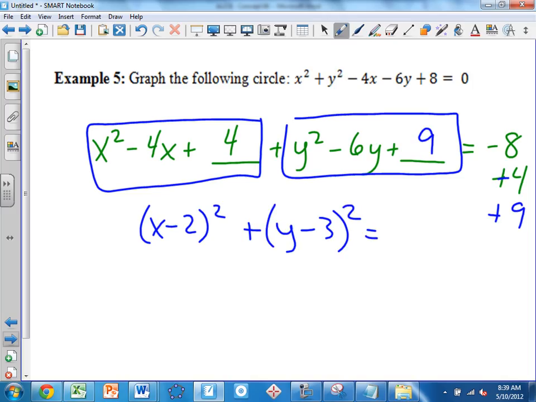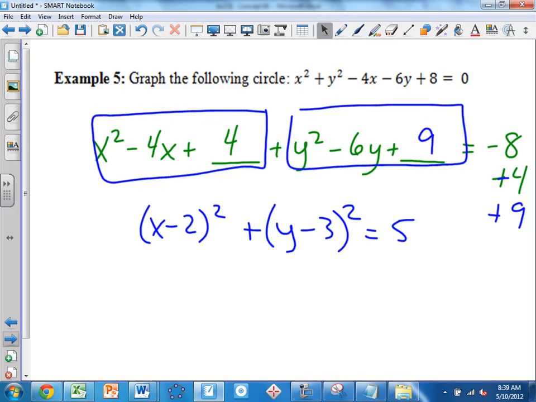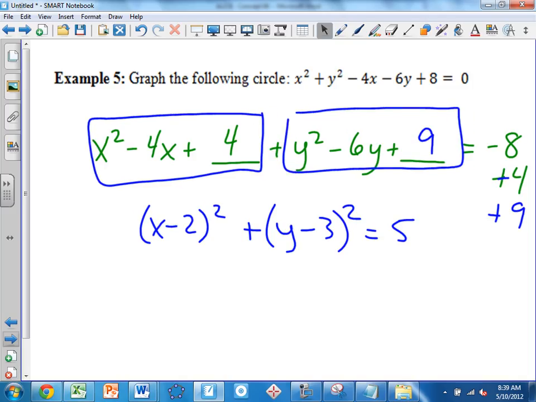Equals 5. Again, the part on the left here, this portion, they're both boxes. The box on the left becomes x minus 2 quantity squared. This box on the right becomes y minus 3 quantity squared. Negative 8 and 4 is going to be negative 4. Negative 4 and 9 is positive 5. And take a look, isn't that the standard form of a circle? What's the center? 2, 3. Radius? 5. No, square root of 5. Thank you. Root 5, or 2.23, rounding to 2.25.